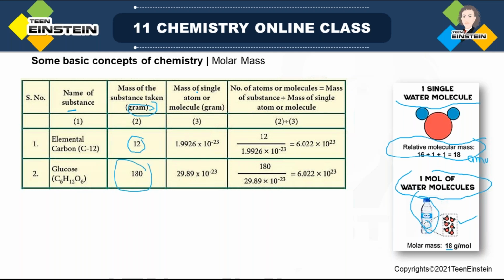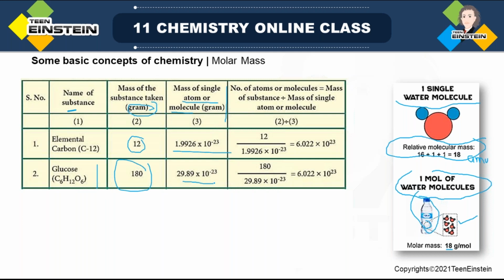And here in the third column it is given the mass of a single atom. For carbon you have to use the term atom, but when it is glucose it will be molecule. So it is mentioned mass of single atom or molecule, but it is in gram unit. So these are the two values. So you know the mass of 1 mole, and you also know the mass of a single atom or single molecule.